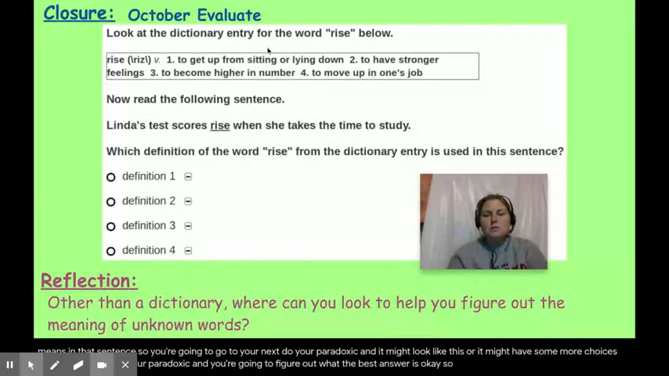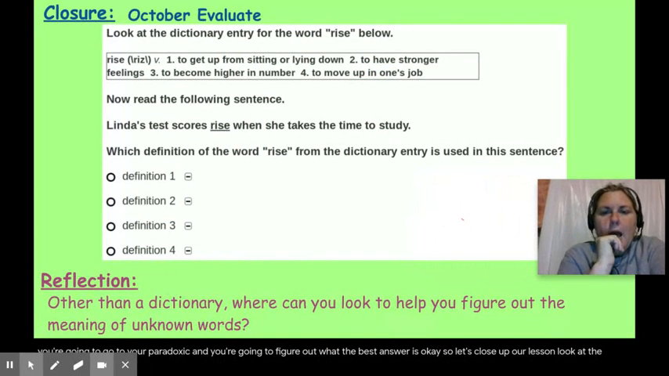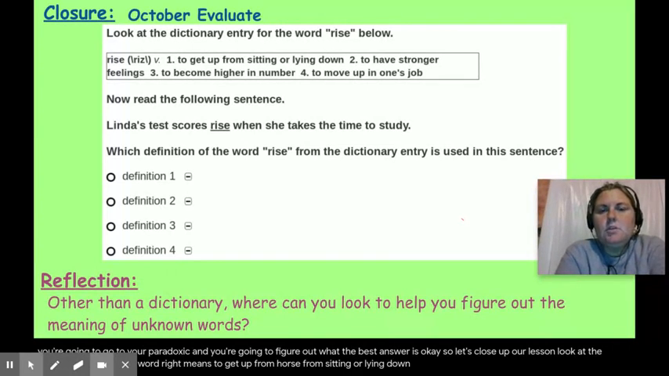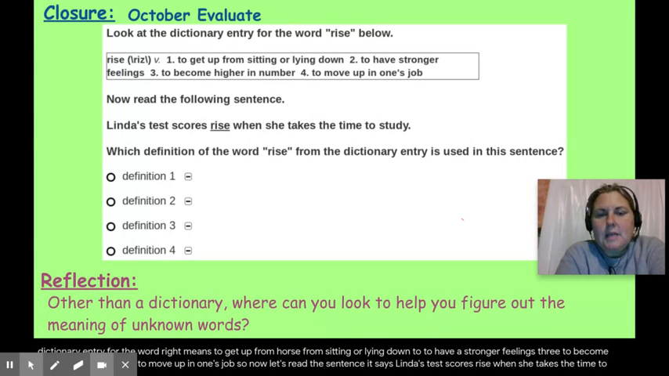Okay? So let's close up our lesson. Look at the dictionary entry for the word rise below. Rise means 1, to get up from sitting or lying down. 2, to have stronger feelings. 3, to become higher in number. Or 4, to move up in one's job. So now let's read this sentence. It says, Linda's test scores rise when she takes the time to study.